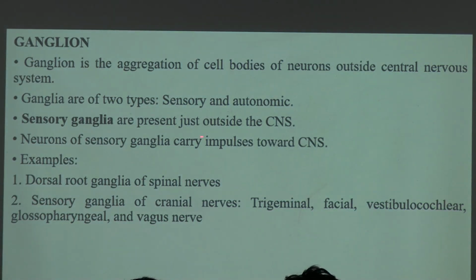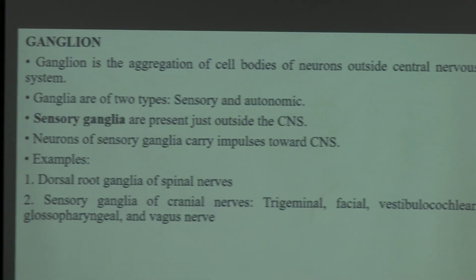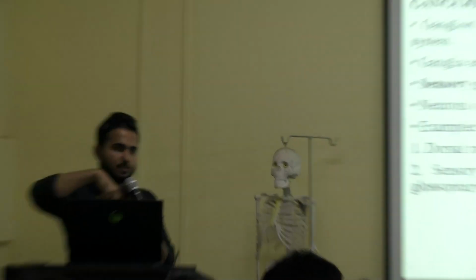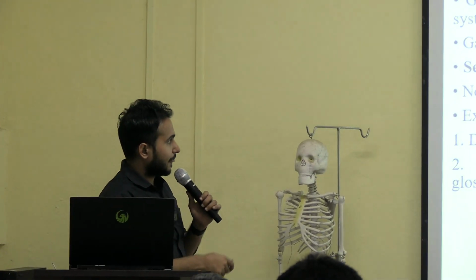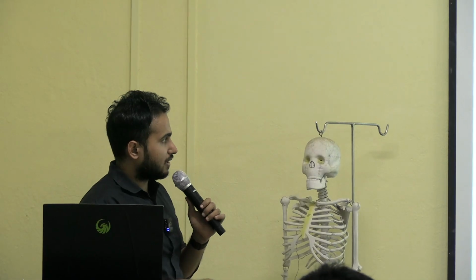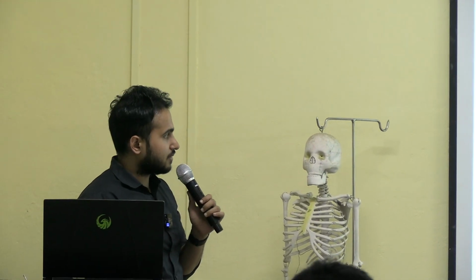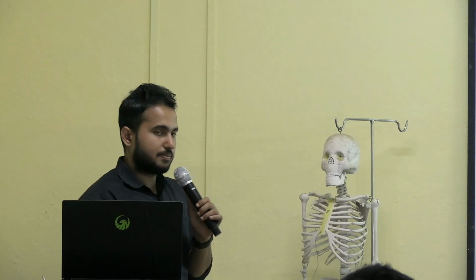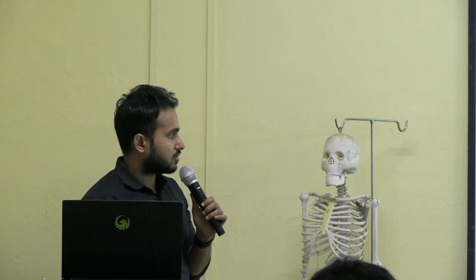Now in case of sensory ganglia, they are present outside the central nervous system. Neurons of the sensory ganglia, they carry impulses towards the central nervous system. Okay, that means from the periphery, the impulses are carried towards the central nervous system. That is the function of the sensory ganglia. Now, if you see the examples, dorsal root ganglia, or also called as DRG, of spinal nerve, sensory ganglia of various cranial nerve, for example, trigeminal, facial, vestibulocochlear, glossopharyngeal, and vagus nerve. Now, these are the cranial nerves where you will be getting the sensory ganglia. Okay, but in general, in the spinal cord, we are getting the dorsal root ganglia.